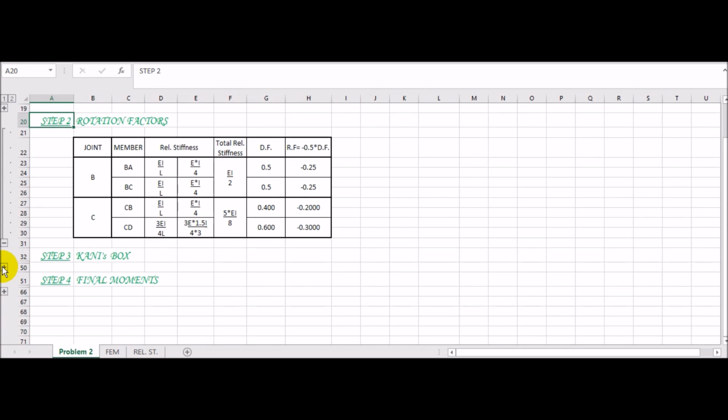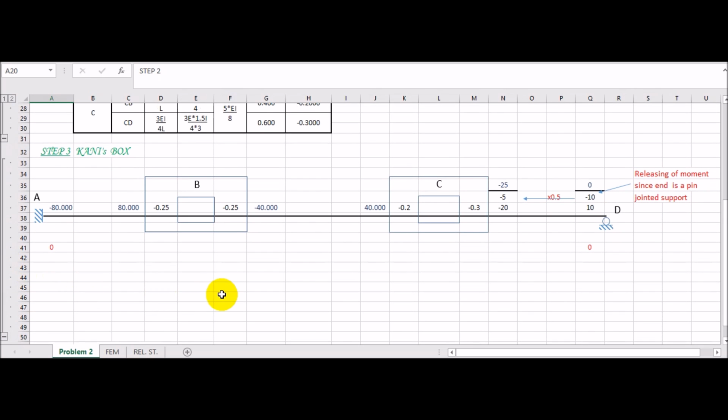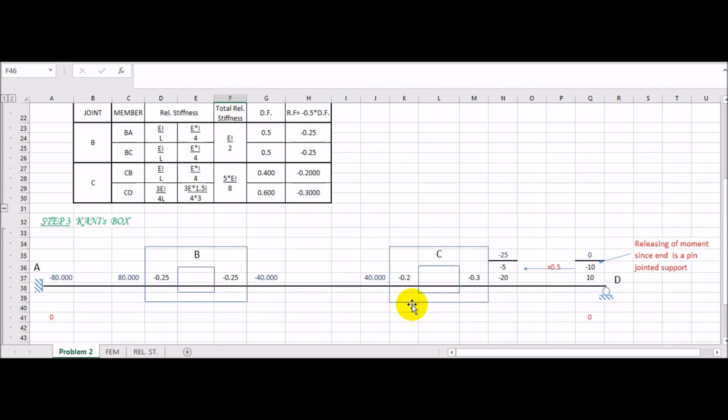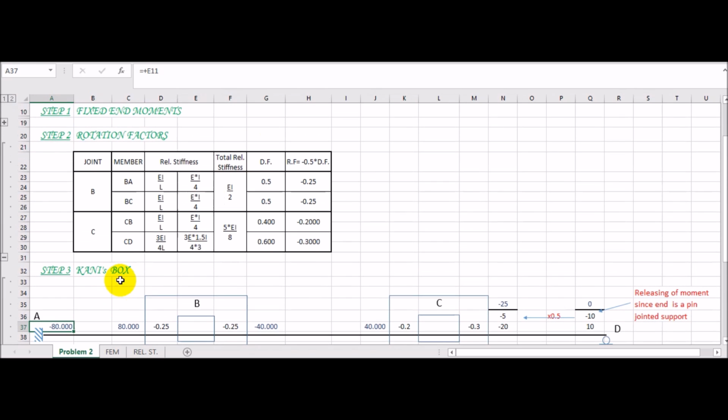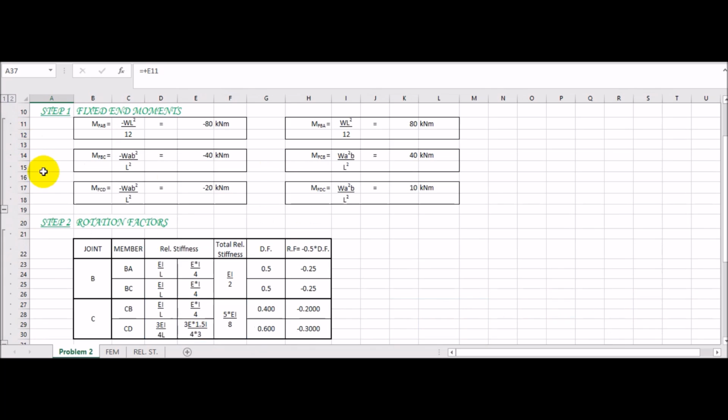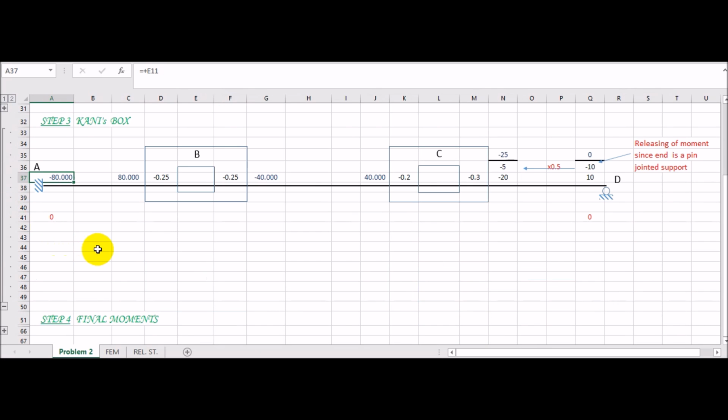Step 3, a very important step, which is Carney's box. So here there is a little bit of change. Nothing as much. If you have seen my previous video, here it is fixed end moments. Again, I'll just show you.